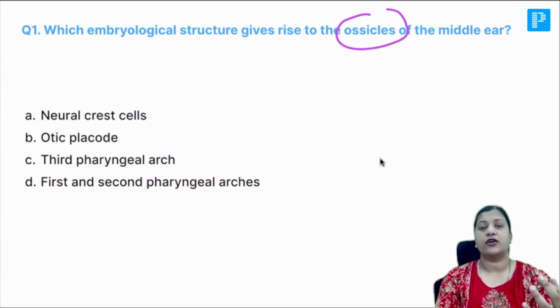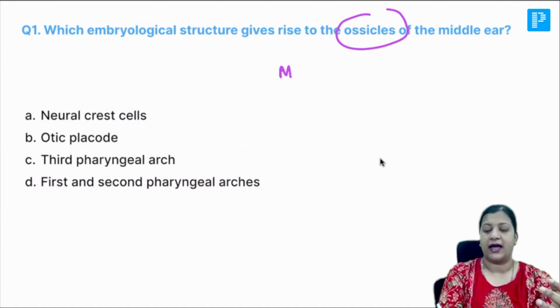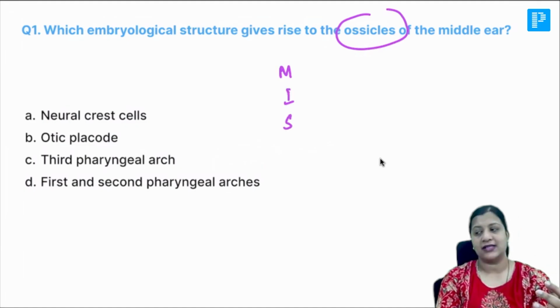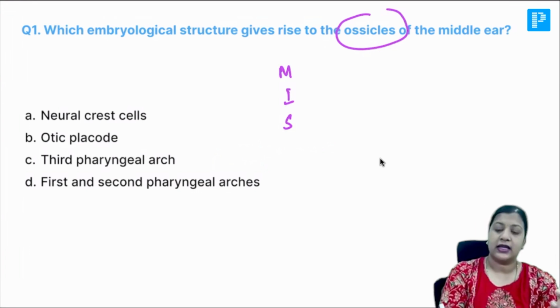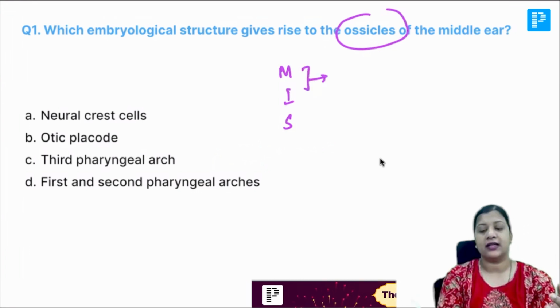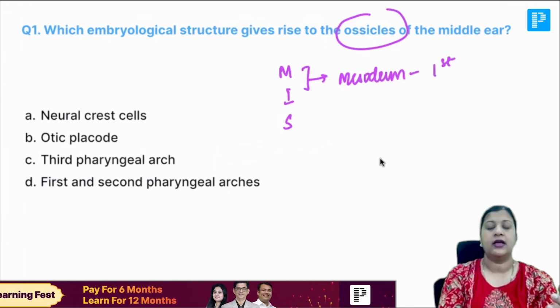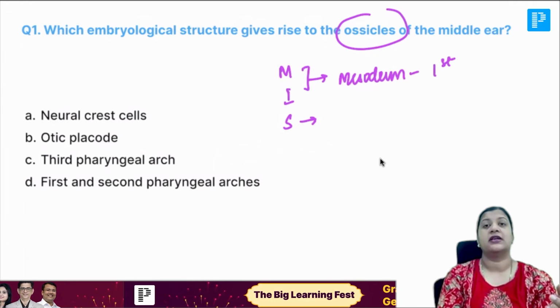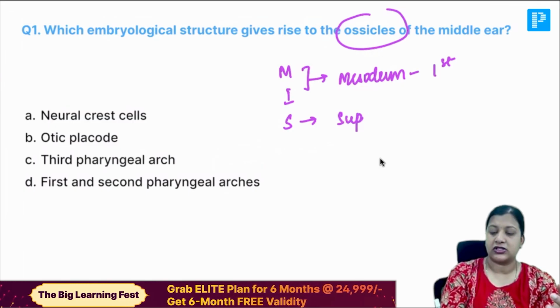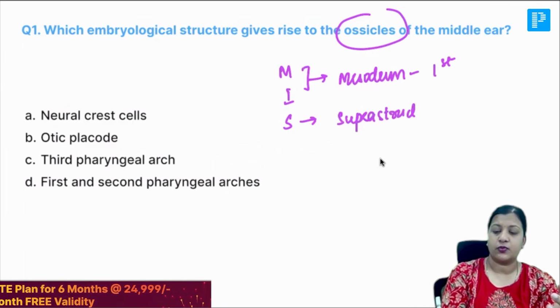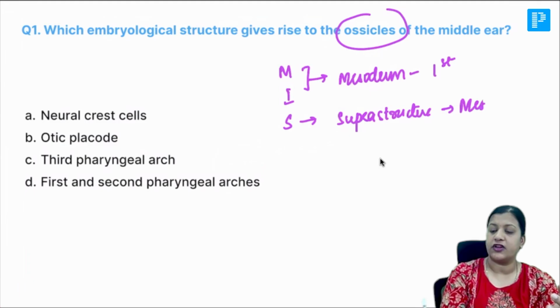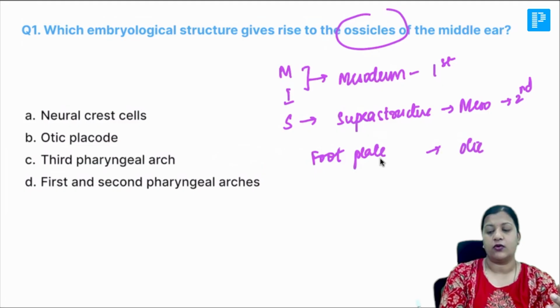When we are talking of ossicles of the middle ear, we know that there are three ossicles: the malleus, the incus, and the stapes, right? Malleus and incus come from the mesoderm of the first arch. Then we have the stapes. Stapes suprastructure, SSS, comes from the mesoderm of the second arch. And the footplate of the stapes comes from the otic capsule.